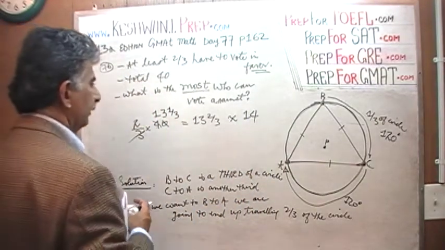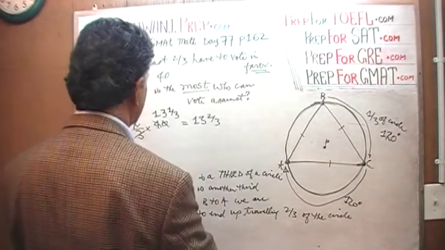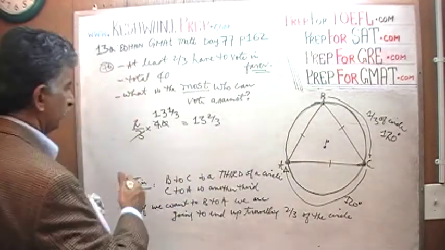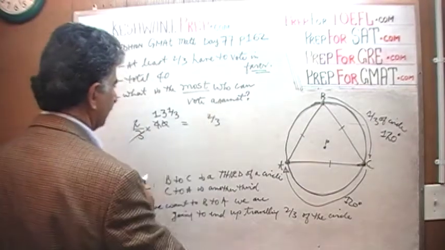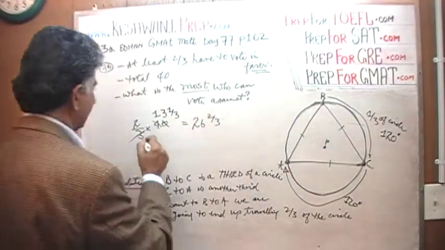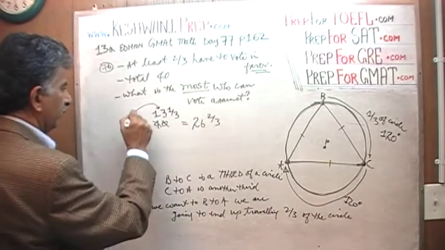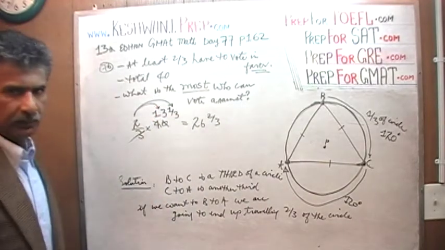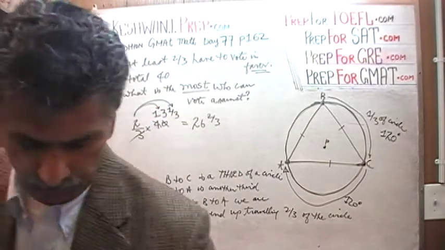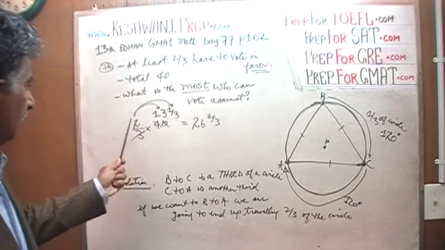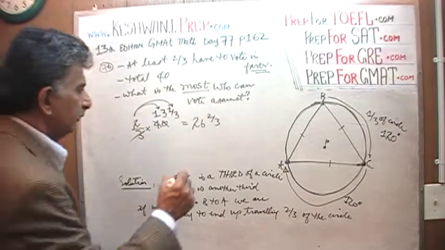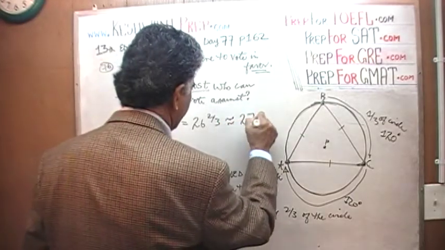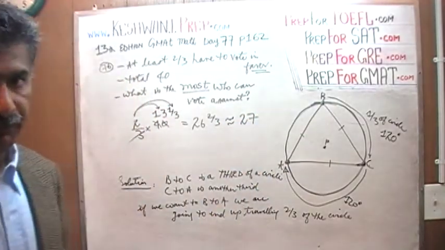This is not right. 13 and 2/3. Where did 13 and 2/3 come from? 2 times 13 and 1/3 is not 13 and 2/3, it's 26 and 2/3. 2 times 13 is 26, and 2 times a third is 2/3. So the minimum that we can have voting in favor of the resolution is 27 people, because we can't have 2/3 of a person.